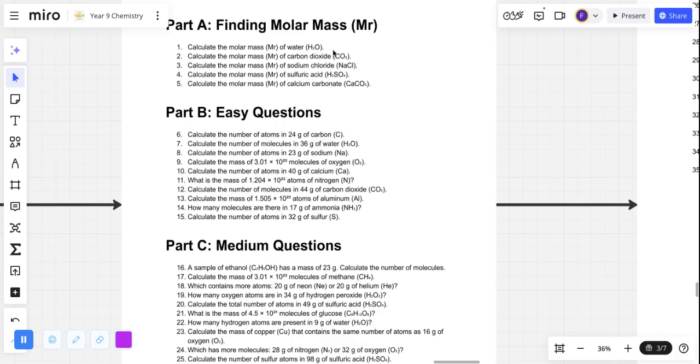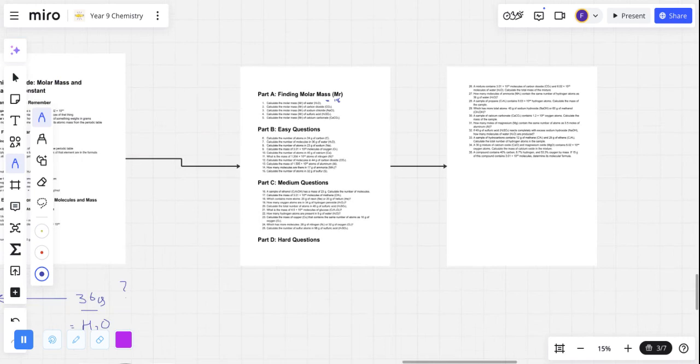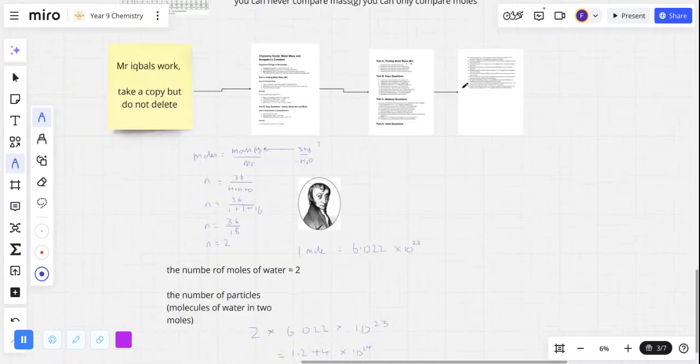So the first thing you're going to do is start off very simply, calculate the Mr of these things. I've already done water, and that was 18. You can do the rest of them. And then here are the easy questions: how to calculate the number of atoms, number of particles. I can tell you that's going to be 1.244 times 10 to the 24, but you better check. You better calculate it yourself. Oh, I'm getting old, that hurt my head. All right, so try it. I know it's a big jump in what we've been doing. I'm going to stop this recording now.